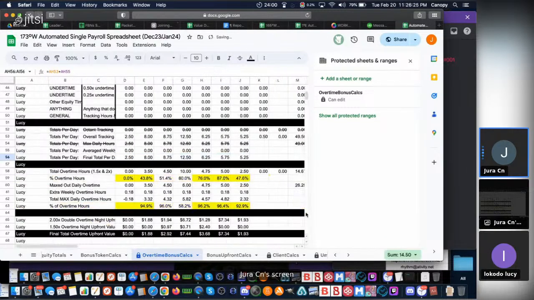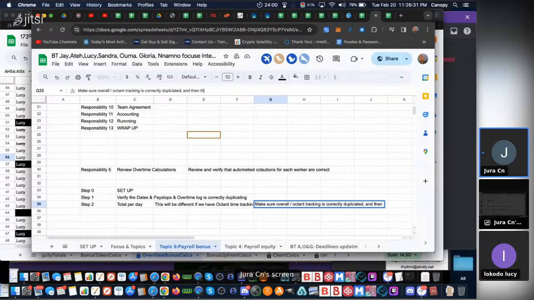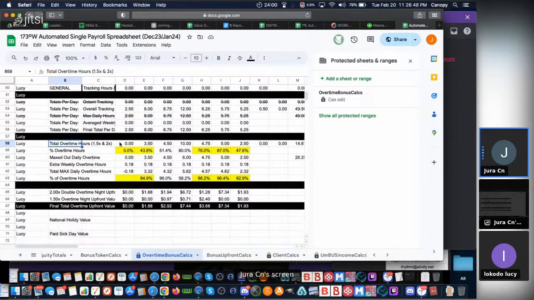Okay, and that is the only other thing here. Make sure the overall octant tracker is correctly duplicated, and then that the totals added are correct with the weekly averages. All right, so that's the totals per day. So now we have the total hours per day. Then we can start calculating the overtime.